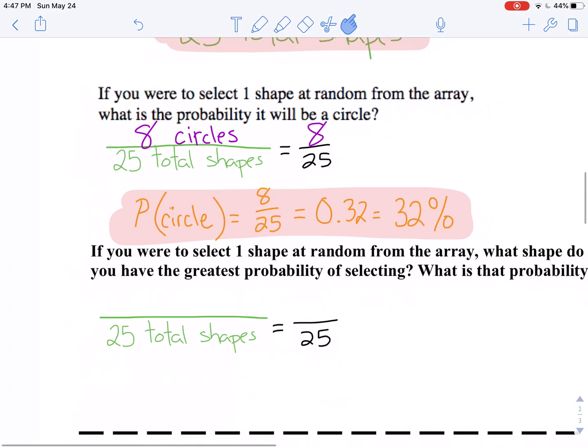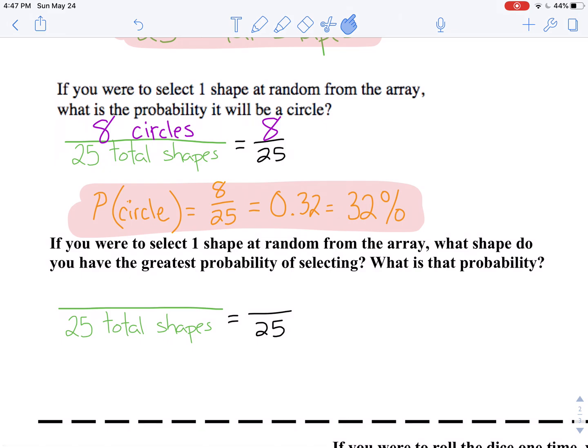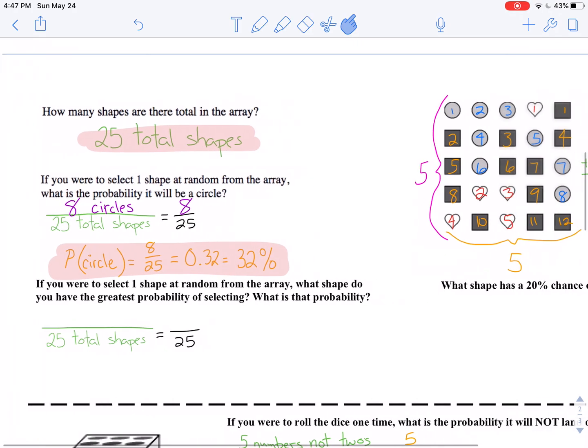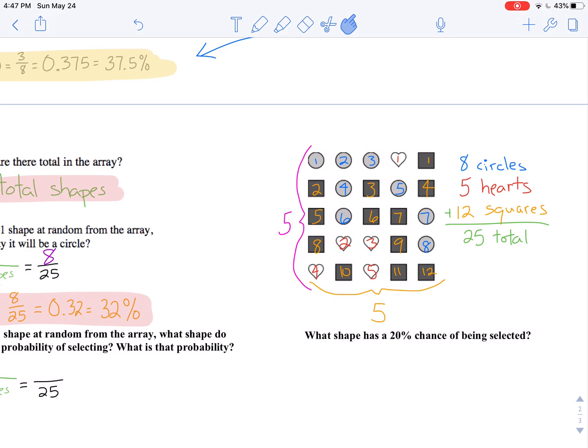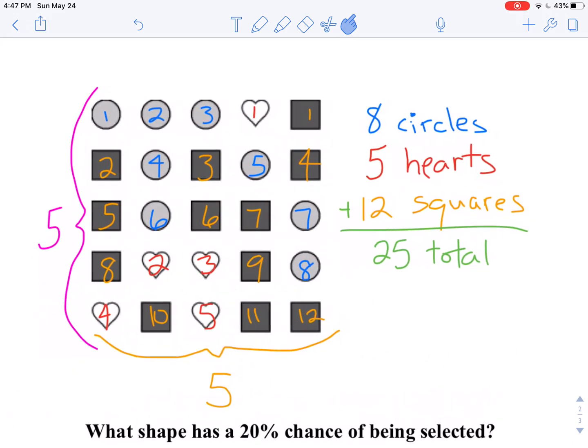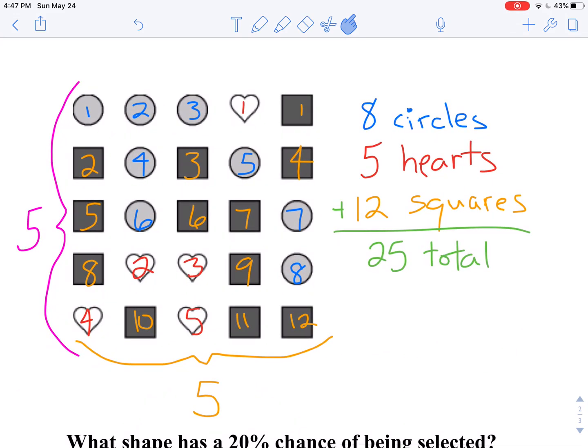All right, if you were to select one shape at random from the array, what shape do you have the greatest probability of selecting? And what is that probability? Well, heading over to the array, what is there the most of? I counted 12 squares. Also, notice how I added the circles, the hearts, and the squares, and got 25 total. It's really easy to miscount. It's really easy, and then everything's wrong, and it just stinks. All right, so I added them together and got 25.